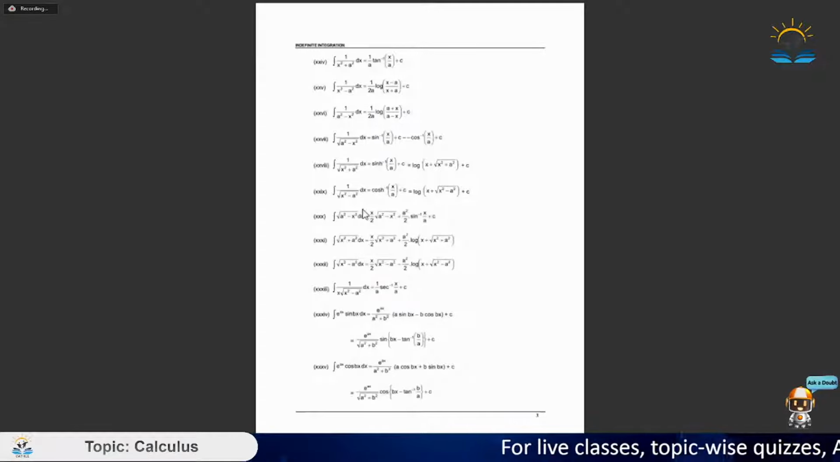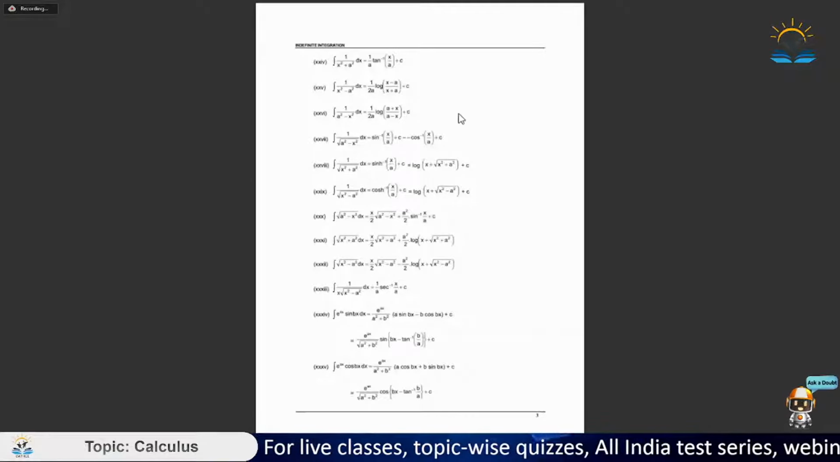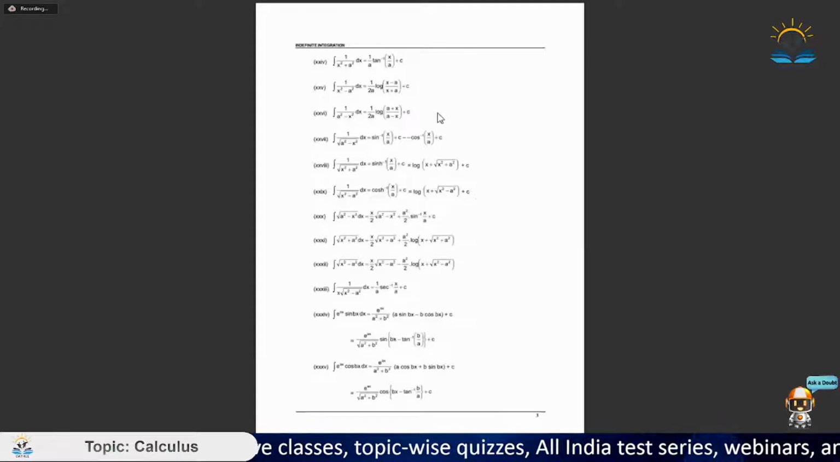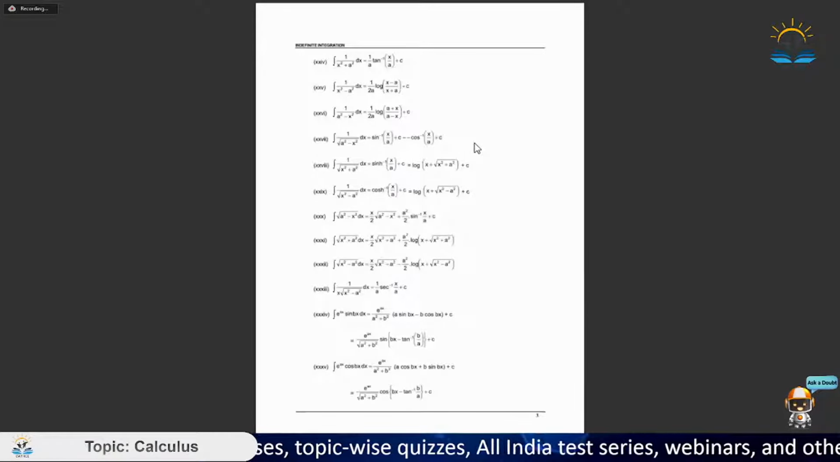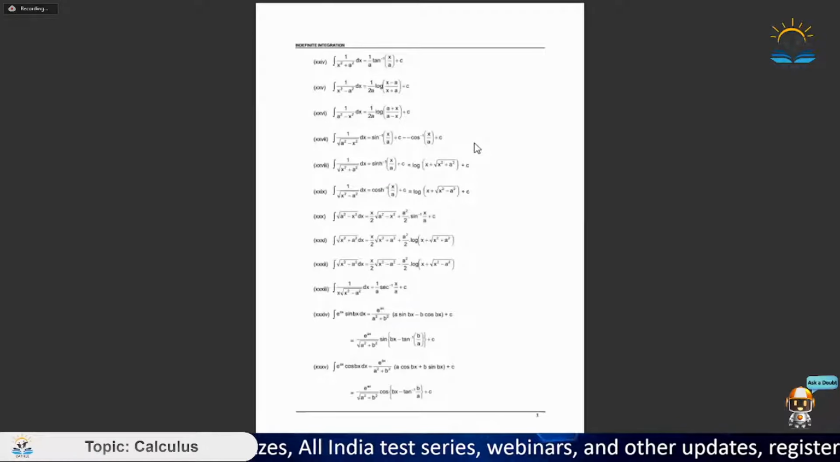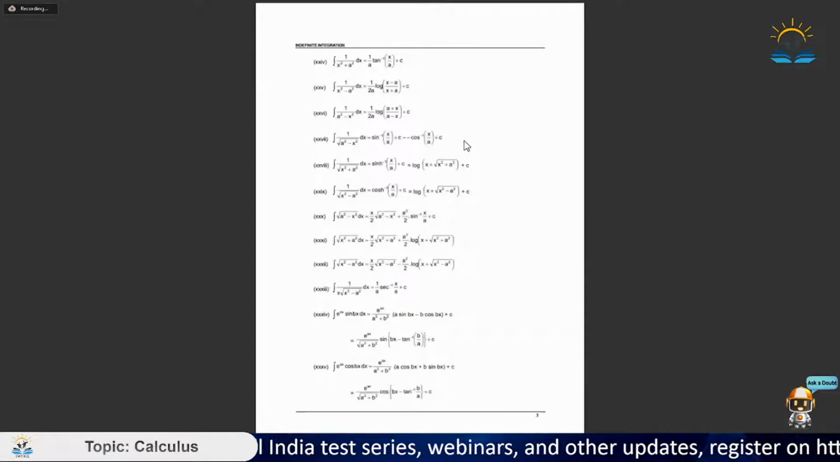Similarly, we see these three other formulas when we have 1 by root quadratic. You should have learned these three in your 11th class, or you can learn these now. You can make a sheet of these formulas, because we would be using these very rigorously in our further question solving.